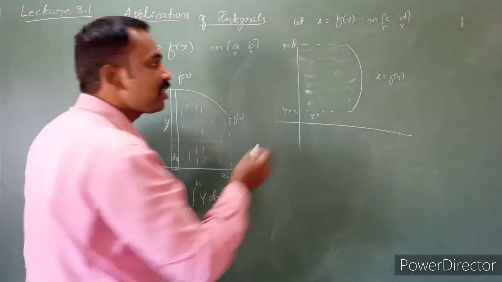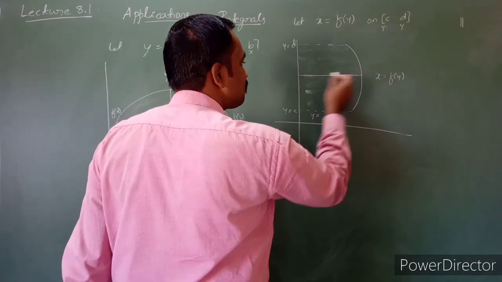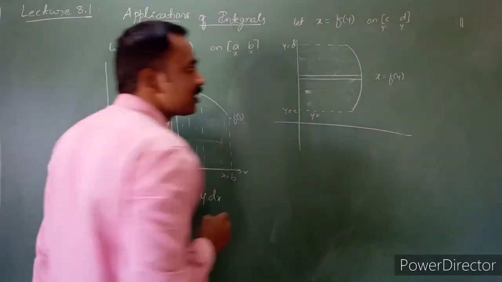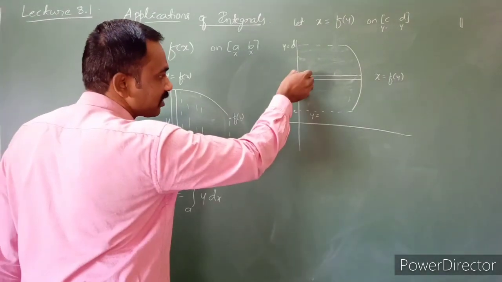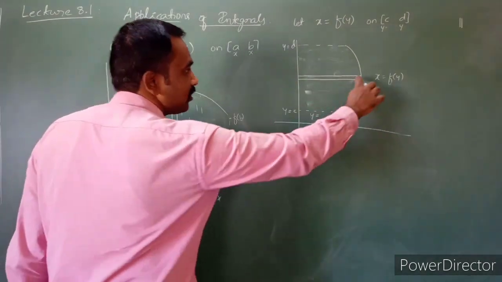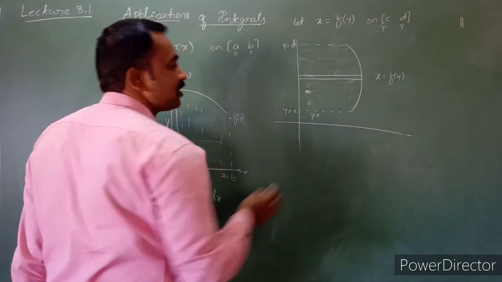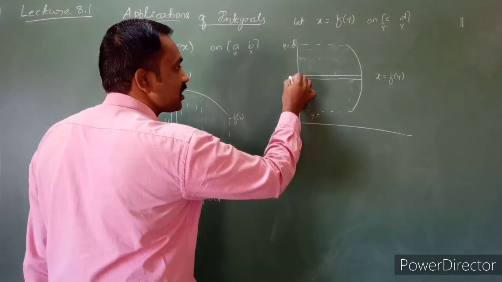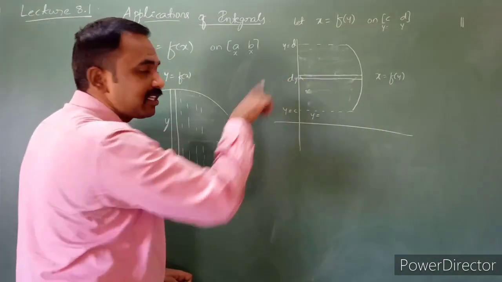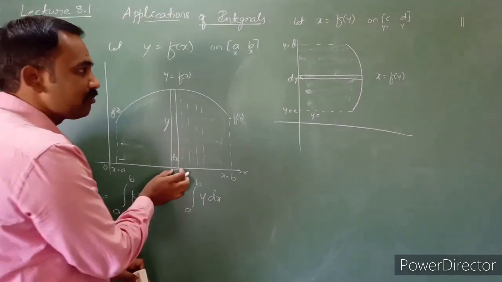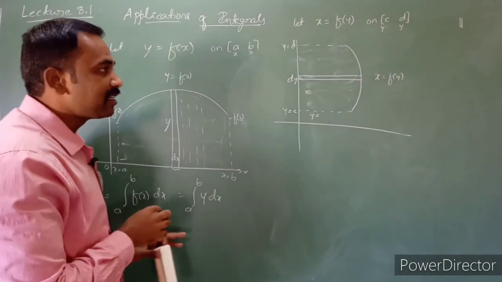Once again the same thing. Consider a small strip. What is the width of the strip? The width is this value minus this value. In this case, we get the width as dy, because the height is y. The width is dy, and the length is x.